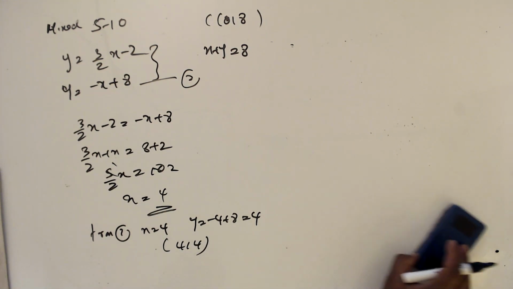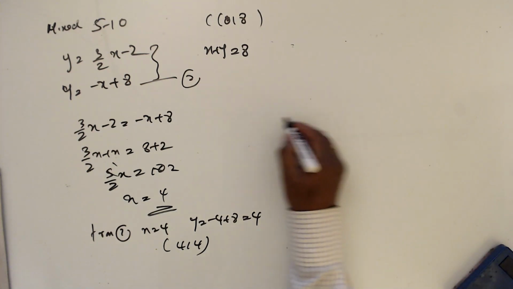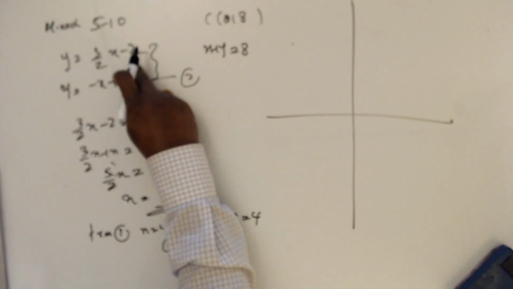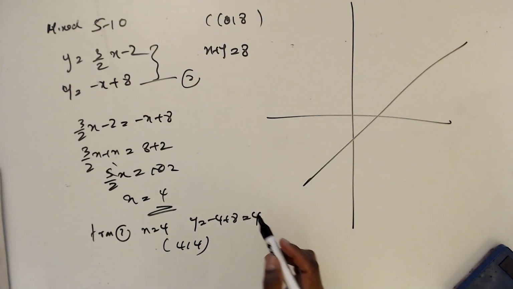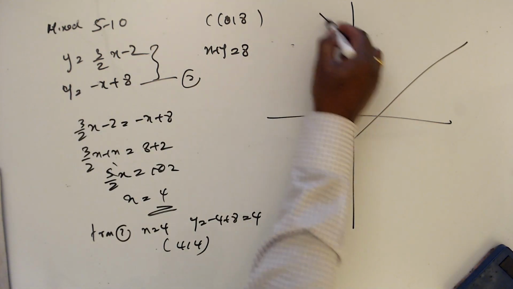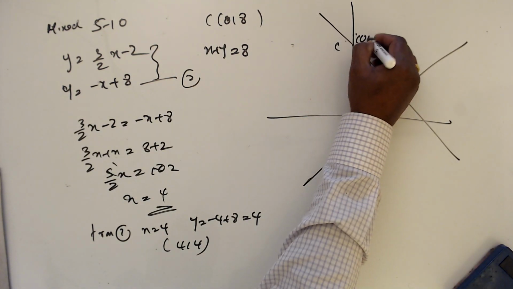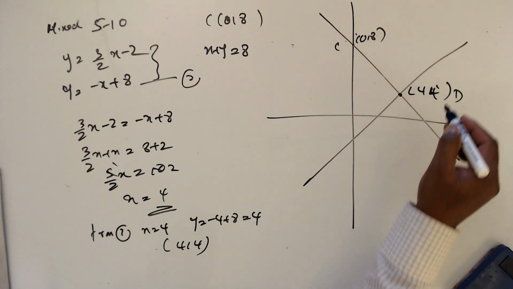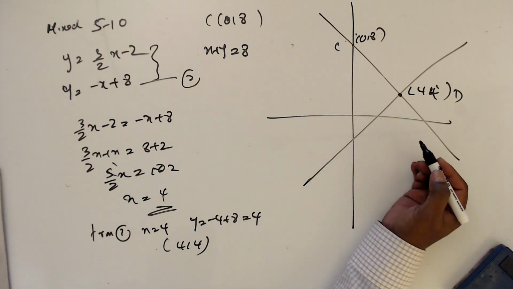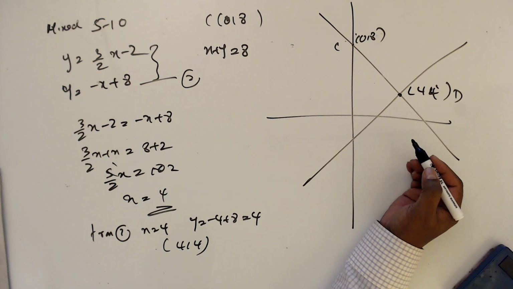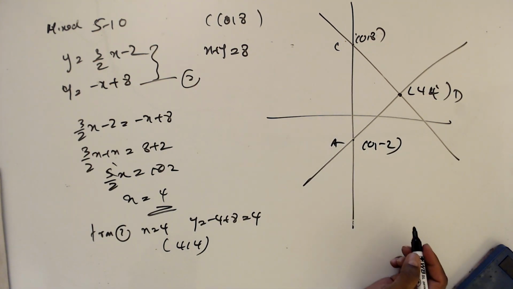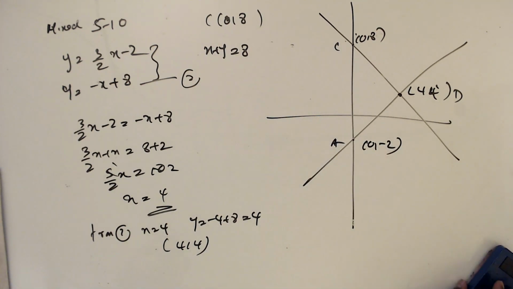Now I have to find the area, so I have to draw this a bit accurately. This has a positive gradient and the y-intercept is minus 2, something like this. This has a negative gradient and goes through (0, 8). So this is C, (0, 8), and we found out this is (4, 4), D. What is the other point? So A is (0, -2). Now we want to find the area of this one.